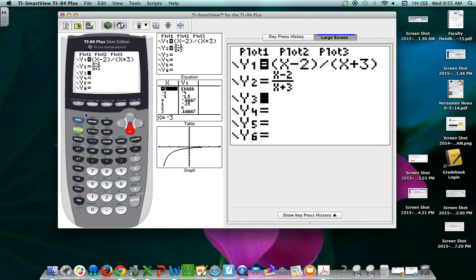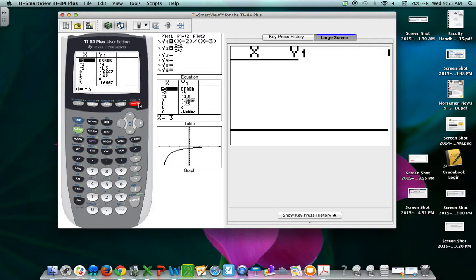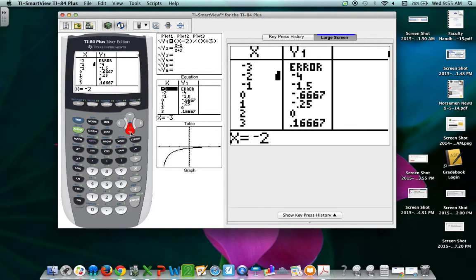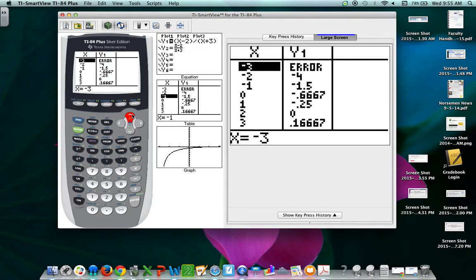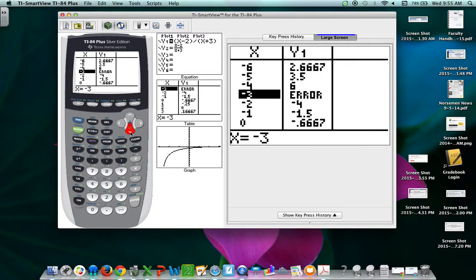Once you have this in here, if you hit second graph, what you're going to be looking for is your error message. Let's just say it's not on your screen, some ways to find it. Take a look at your decimals. When you start to maybe see some whole numbers, don't go too far. Again, don't go beyond -10 and +10. So if you go one direction and you don't find the error message, try going the other. Get that error message right in the middle of your screen.